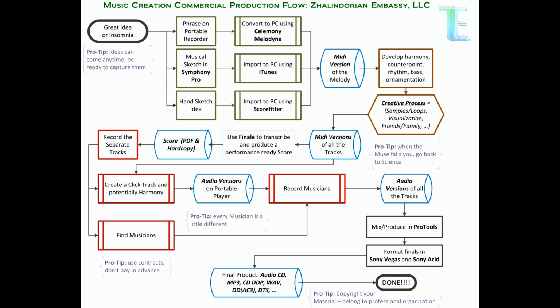Thanks for watching today. Today's video is about the music production process that's used by Dr. G and the Rain Shadows by our parent company, the Zalendorian Embassy. This is an overview summary video. We're going to get into more details in future videos. We're going to discuss a process flow diagram, or at least use that as our basis, and the link to download the picture of that process chart is in the comments below.